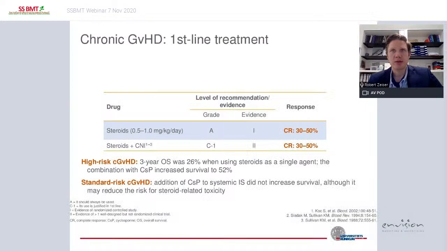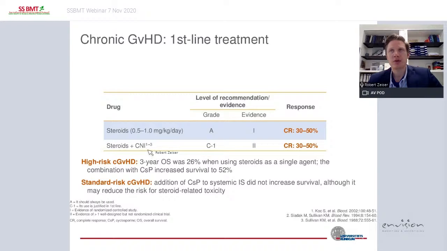So here you see the first line treatment that we recommend. There are different levels of evidence for those treatments. For steroids at a dose between 0.5 and 1 milligram per kilogram body weight per day, there's very good evidence for that, grade A, evidence level 1. And here the reported CR rates, response rates, are between 30 to 50%.